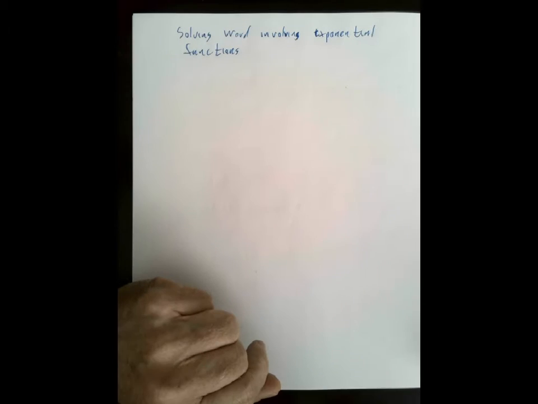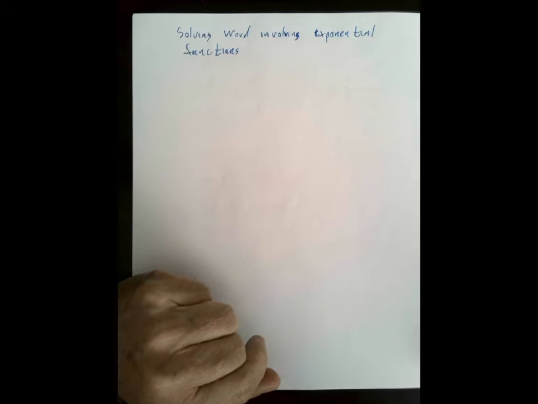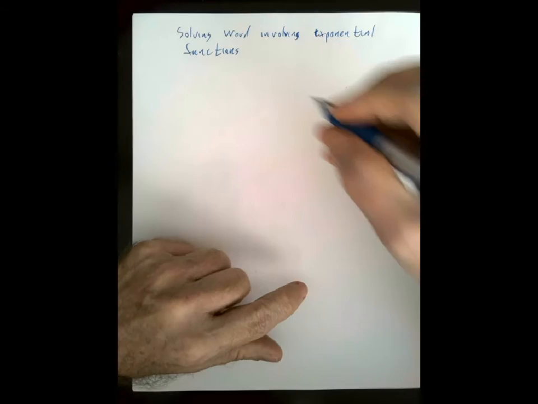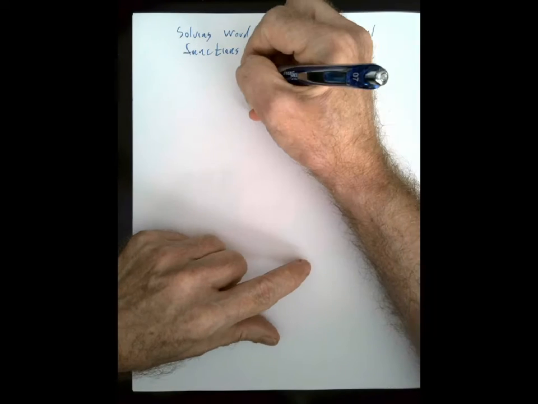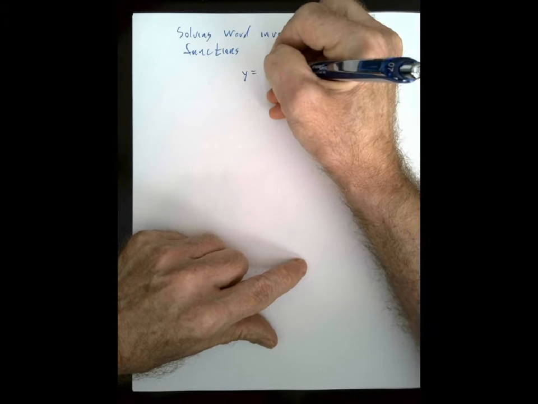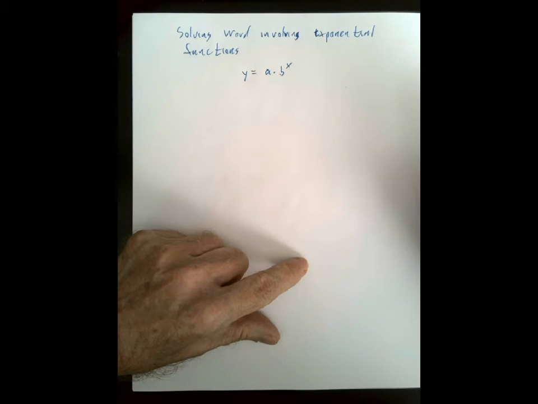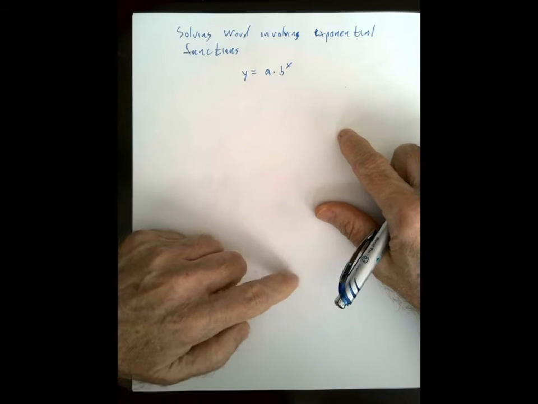All right, and this is going to be one of two little videos we're going to have about solving exponential word problems. If you'll recall, an exponential function is one that looks like y is equal to a times b to the x. And if you think back, we did an activity in class where we worked with the rice grains on a board. And we worked with the decay of an exponential function, of a radioactive material, right?